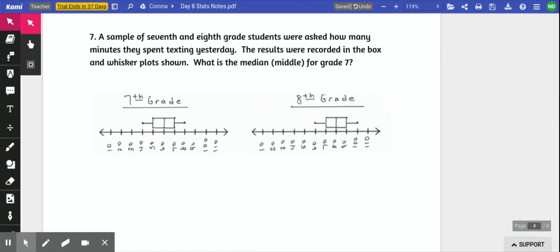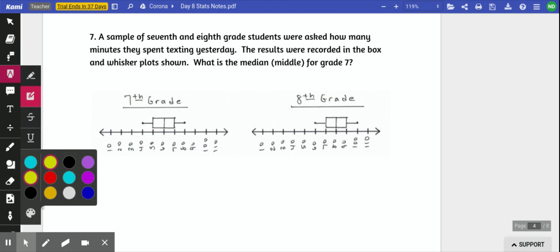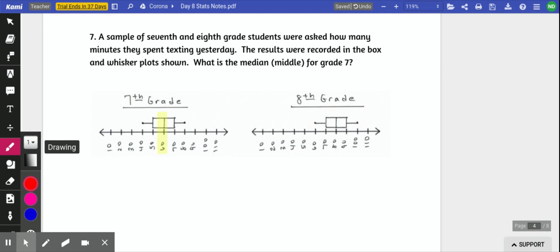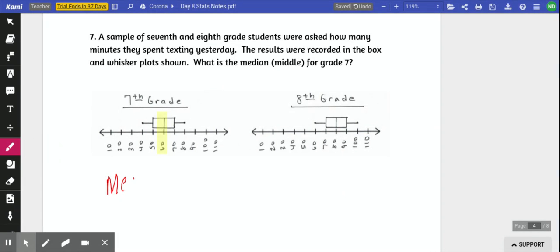Number 7 says a sample of 7th and 8th grade students were asked how many minutes they spent texting yesterday. The results were recorded in the box and whisker plots below. What is the median for grade 7? So remember, the median in the box and whisker plot is shown by that second vertical line segment in the box, which is also our second quartile. So as always, we just have to look at the number right below that vertical line segment to tell us what our median is. So our median for the 7th grade is going to be equal to 60.